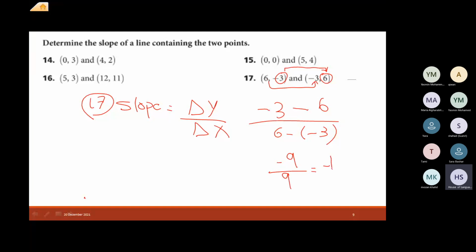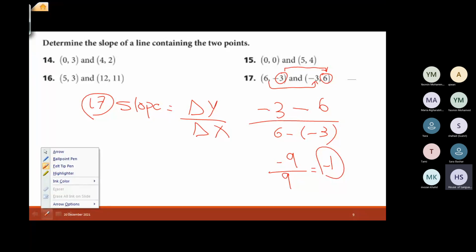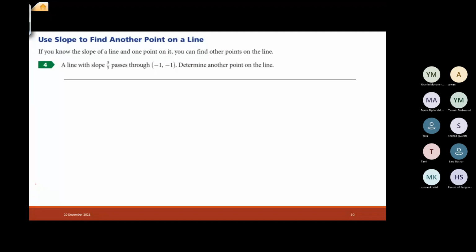So what is the slope here? It's -1. I made it 1 over -1. It's the same. Yes, bravo. So this is for number 17. Is it clear? Do you remember now how we find the slope? Right. Now, let's see here some cases, like if we have the slope.